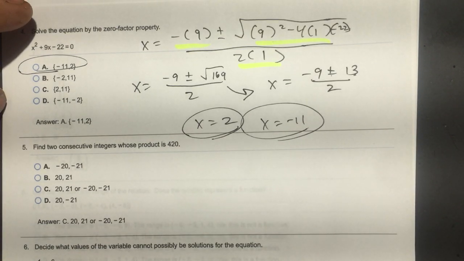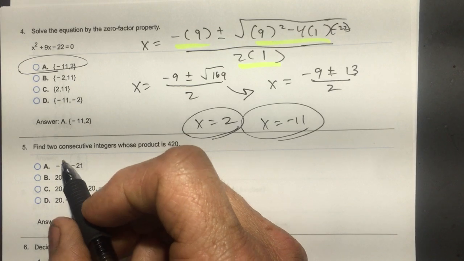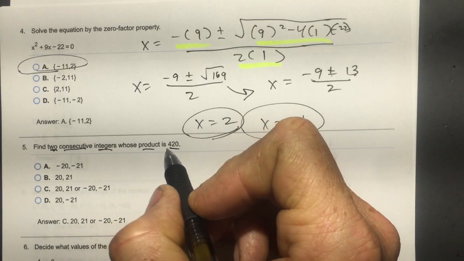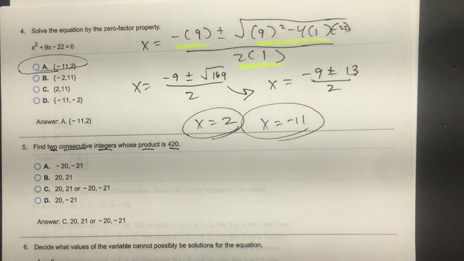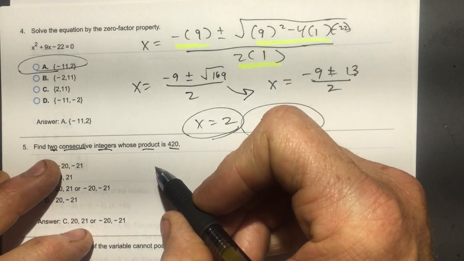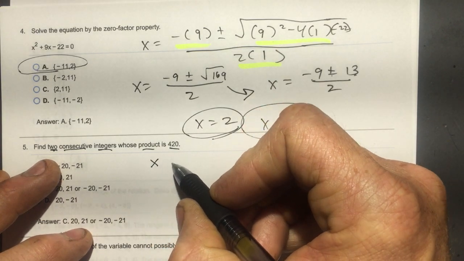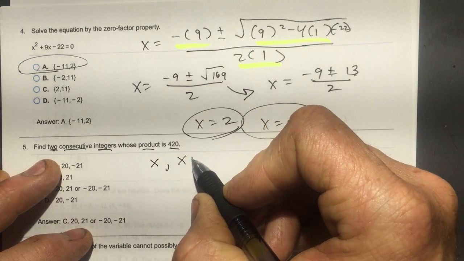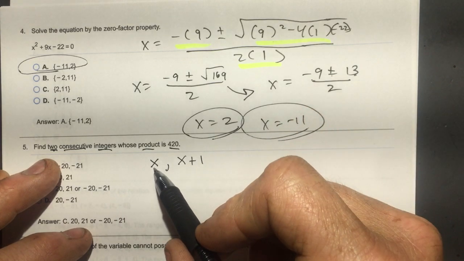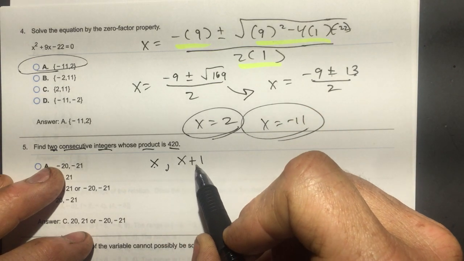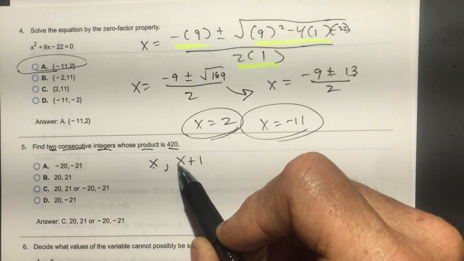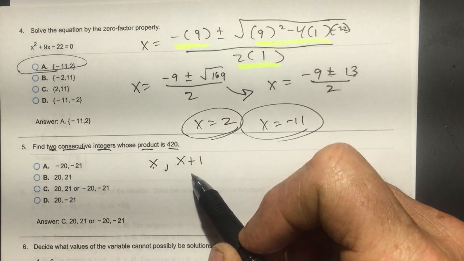Okay. Now, look at this one. Find two consecutive integers whose product is 420. Now, two consecutive integers, I have to write them out in terms of x because we don't know either one. But if the first one is x, the next one's going to be x plus 1. So like if this is 30, then 30 plus 1 would be 31. There's two consecutive integers. If this is 26, 26 plus 1 would be 27.